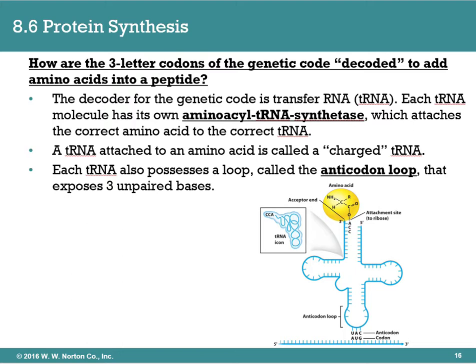So tRNA attaches to an amino acid, and it's called a charged tRNA. Essentially, you have your mRNA right here, and it's really small, sorry guys, and then tRNA comes in and puts on the other codons that are the complement to that strand. So that's what tRNA does. It will attach the proper amino acid.